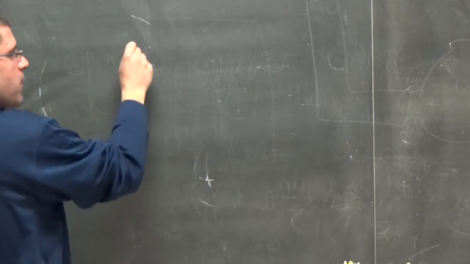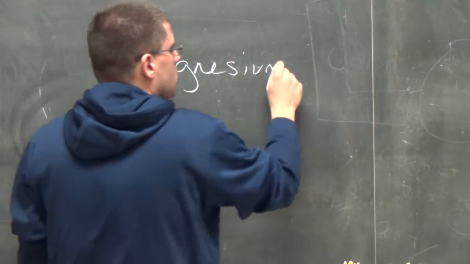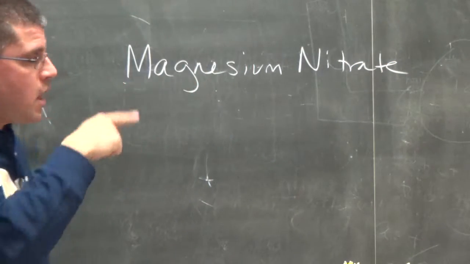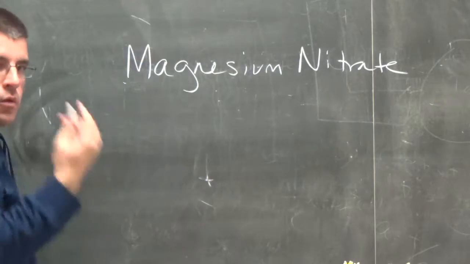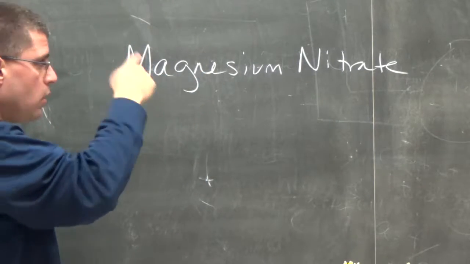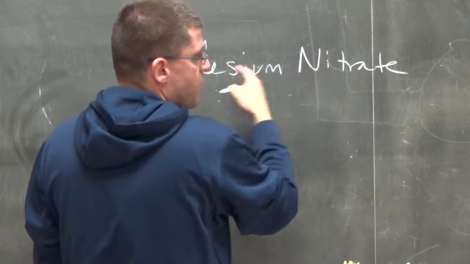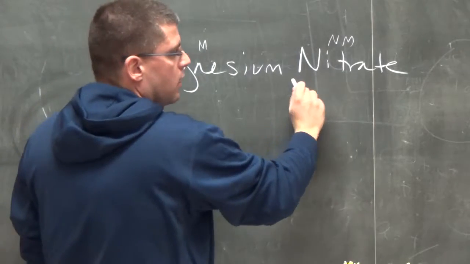So check this out. What if I wrote this? Magnesium nitrate. Now, here's the thing. You'll get a video on how to do this, but I'll show you a little preview. That's what you're going to see. Well, what am I going to do? Well, magnesium we know is a metal. Nitrate, first off, metal, non-metal, ionic compound. You'll learn this. So we got magnesium.